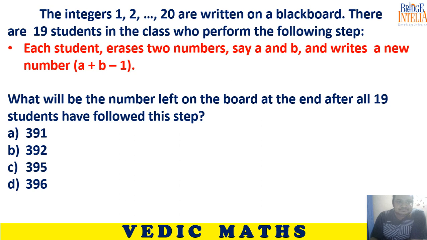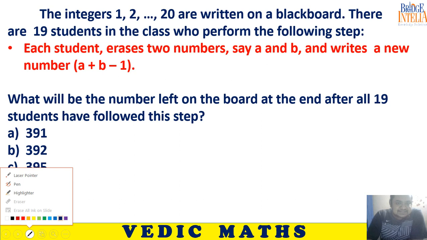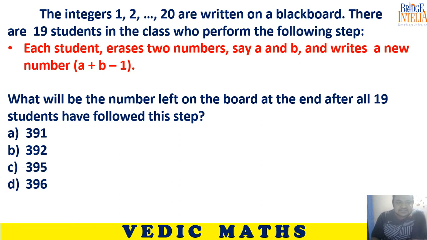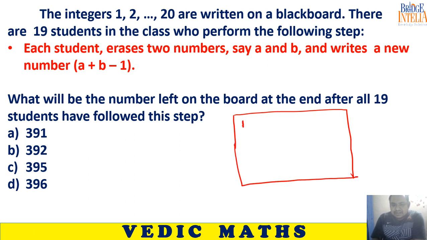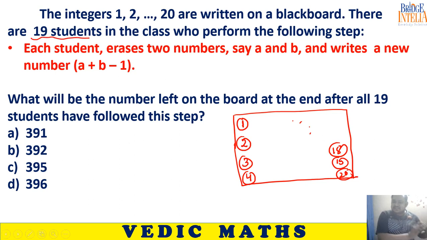Let's solve this one. The integers 1 to 20. That means first 20 natural numbers are written on a blackboard. There are 19 students in the class who perform the following steps. So what is the step that each student is performing? So what is the meaning of the question? Meaning of this question is, there is a blackboard, and on that blackboard first 20 natural numbers are written. Fine, first 20 natural numbers are written on a blackboard, and then there are 19 students sitting in this class.